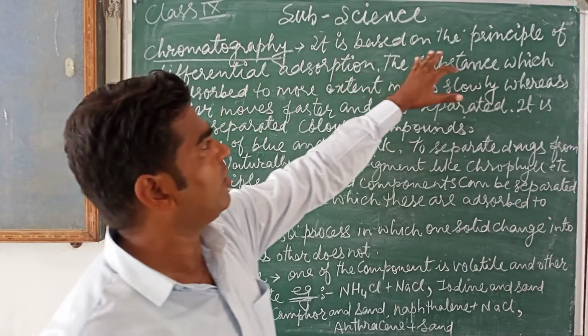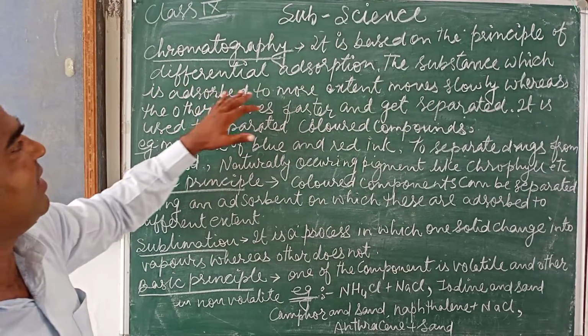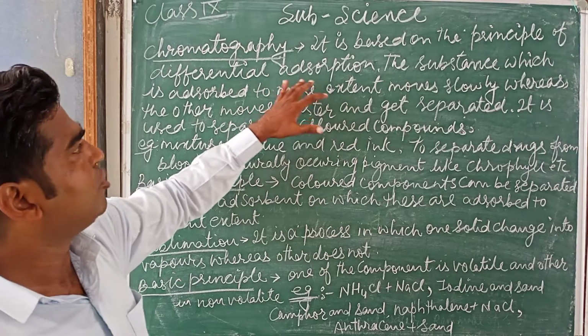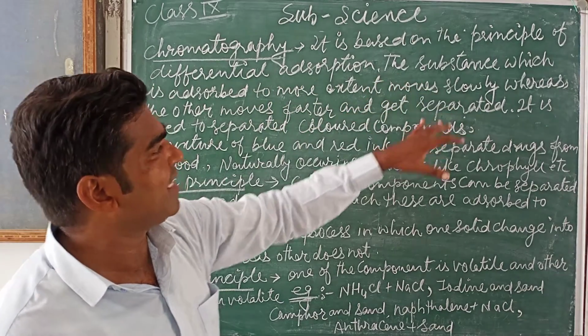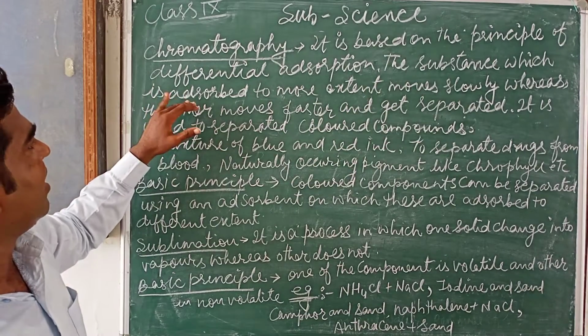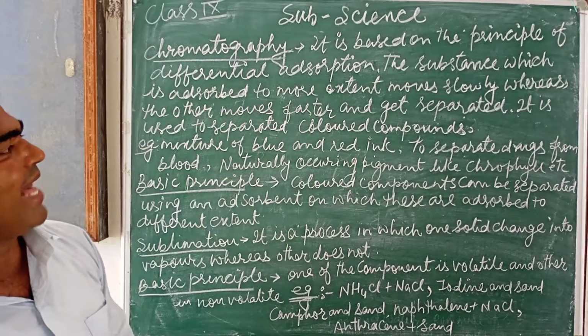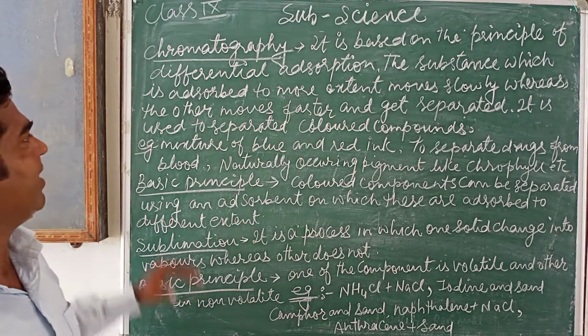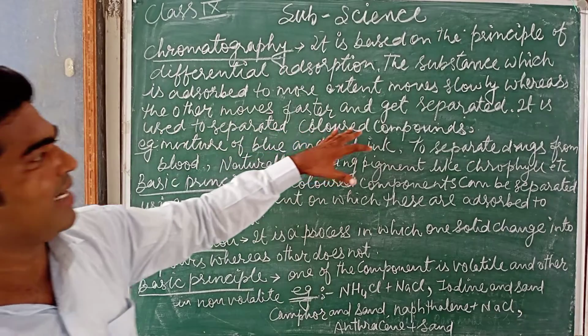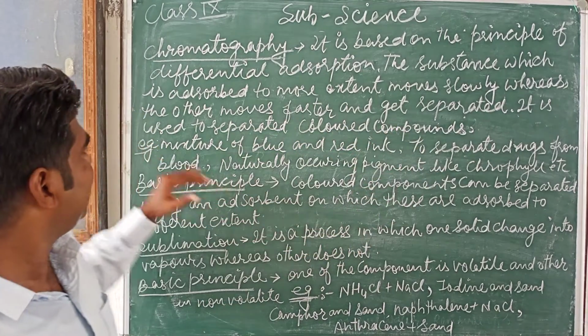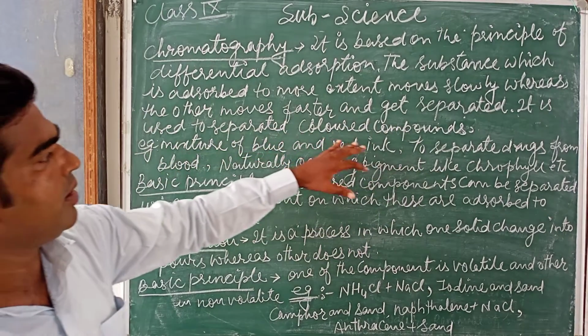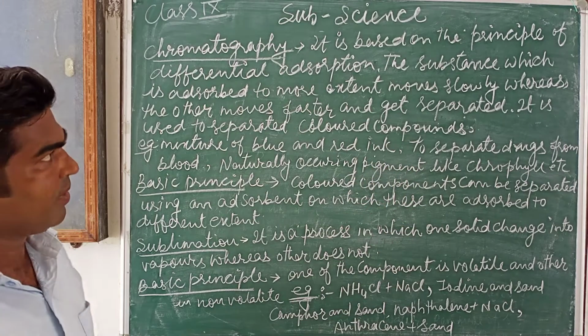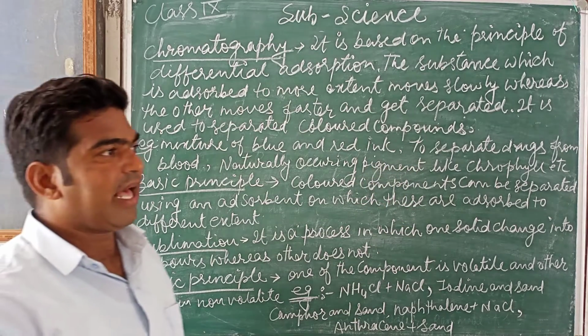It is based on the principle of differential adsorption: the substance which is adsorbed to a greater extent moves slowly, while the other moves faster, and they get separated. It is used to separate the colored components. Means what? Suppose that we have one solution.